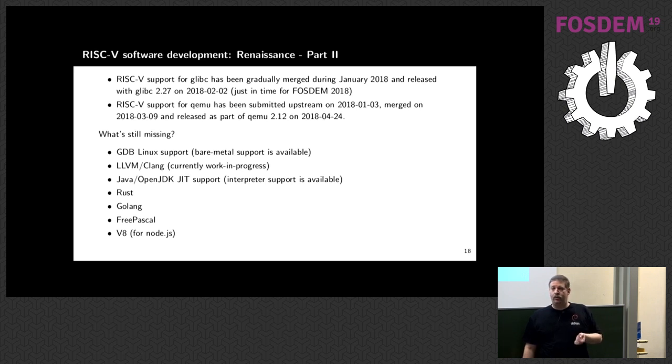Java has been a problem. We have Java support now, but only interpreter support, not just-in-time compiler support. So Java works, but it's dog slow. Getting JIT support is still quite a bit of work. Rust depends on LLVM. Golang is something that, to my knowledge, nobody is working on. I worked on Golang earlier, so okay, somebody is working on Golang.